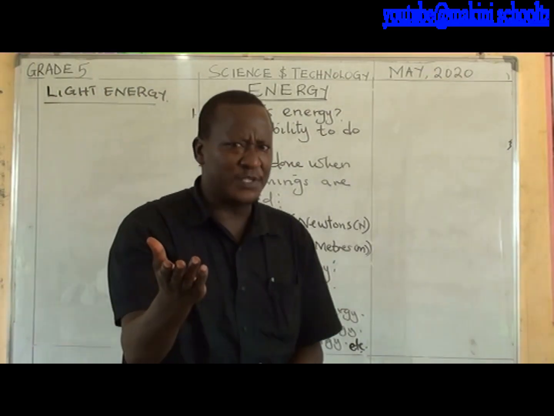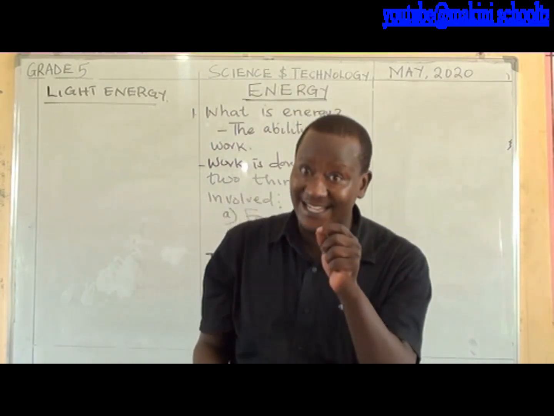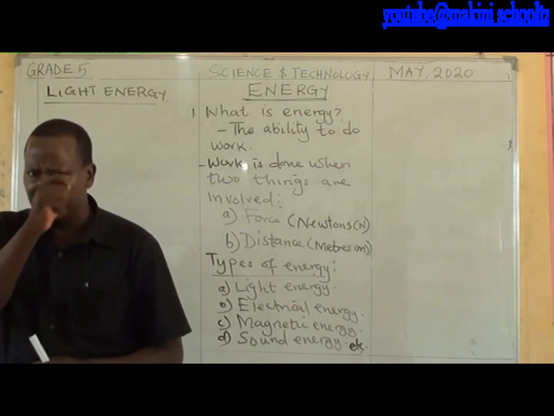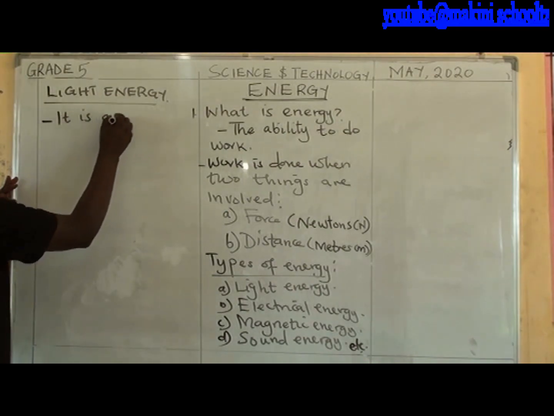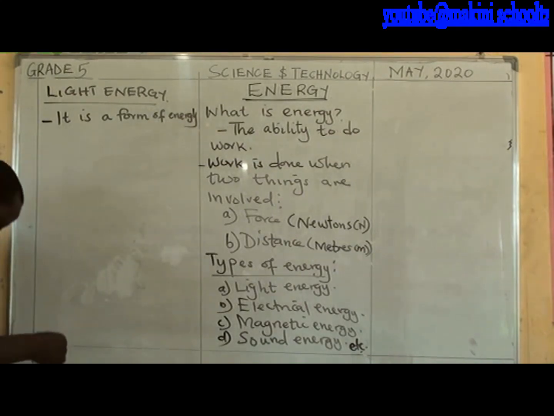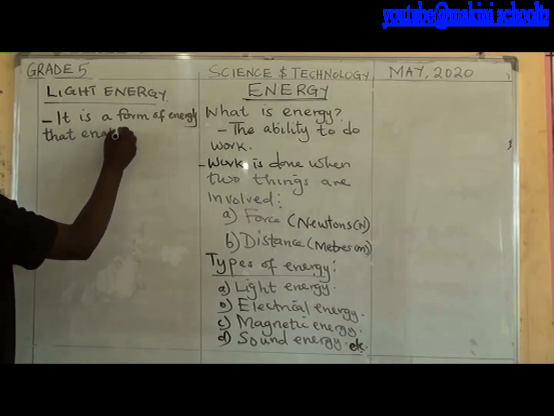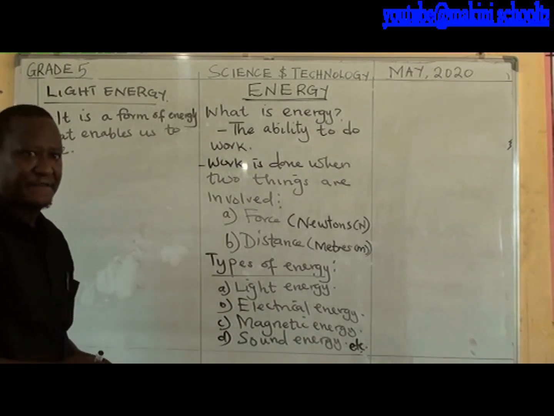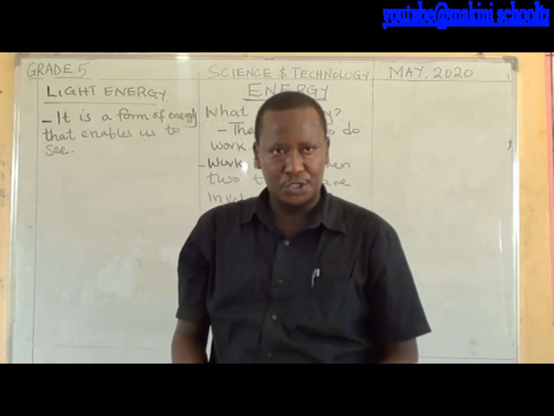Can you remind me what we said light energy is? Very good. We said light energy is a form of energy that allows us to see and observe objects. We repeat it again: it's a form of energy that enables us to see. See what? Different objects. Without light, we cannot be able to see.